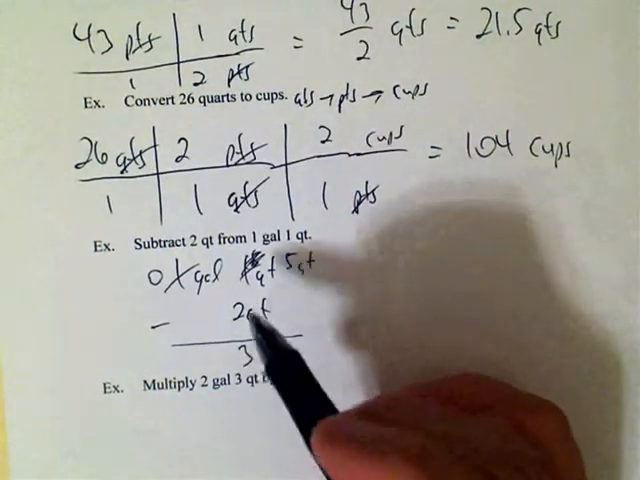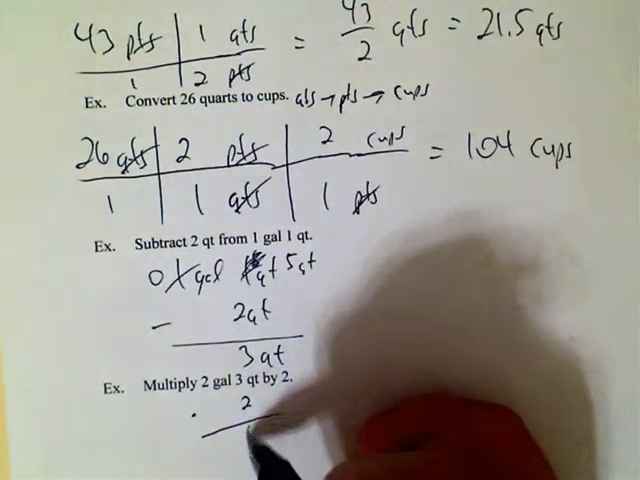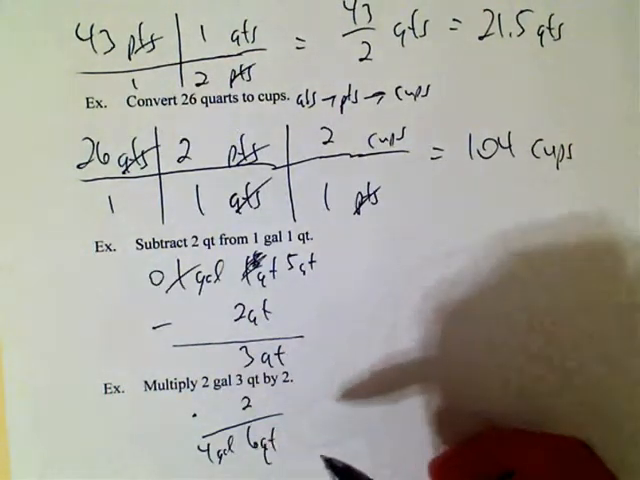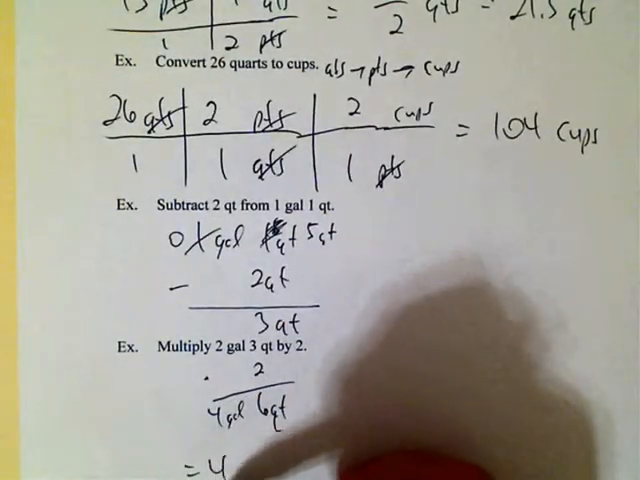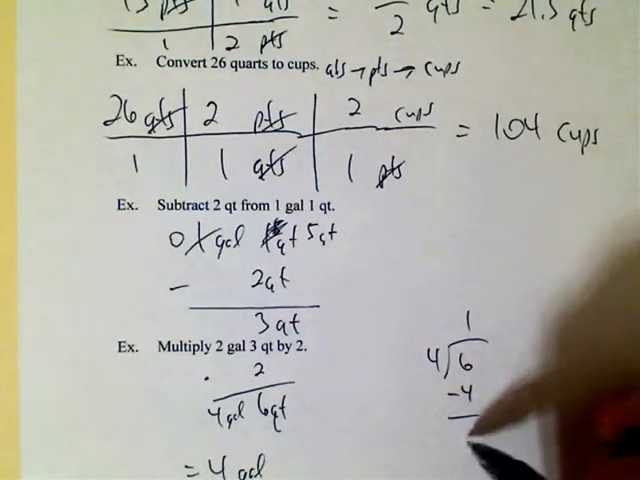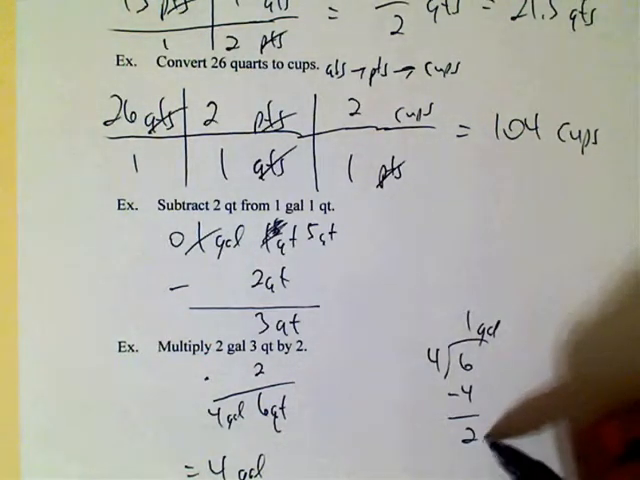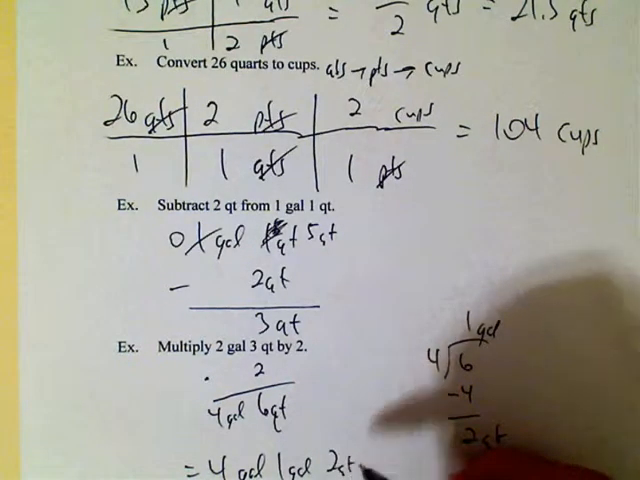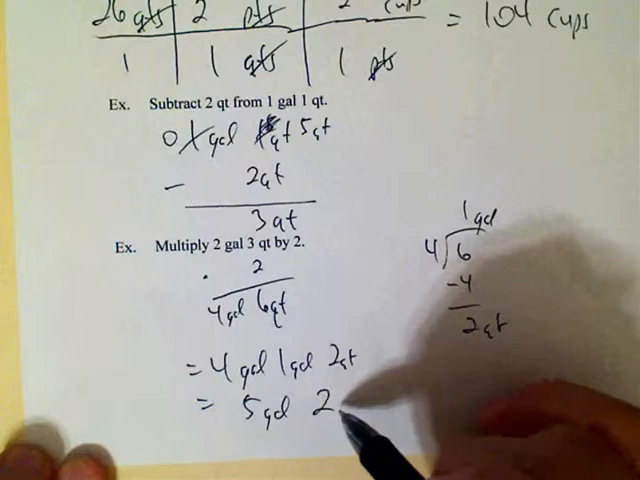Now let's multiply 2 gallons, 3 quarts by 2. So it's going to take that number, times it by 2. 2 times 3 is 6 quarts. 2 times 2 gives us 4 gallons. Now, 4 quarts makes a gallon. What that means is, when we divide 4 into 6, it goes 1 time, remainder of 2. That means 6 quarts is equal to 1 gallon, 2 quarts left over. So 6 quarts becomes 1 gallon, 2 quarts, which gives us a grand total of 5 gallons, 2 quarts.